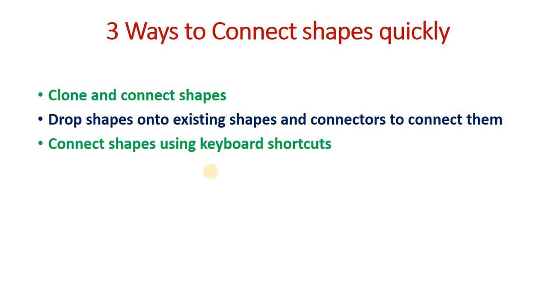The first method is clone and connect shape. The second method is dropping a shape onto an existing connector or shape. The third method is using keyboard shortcuts, which is the fastest option. Let us look at each method one by one.